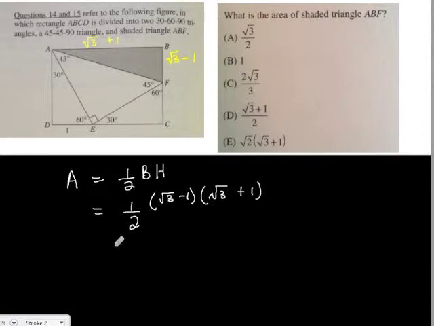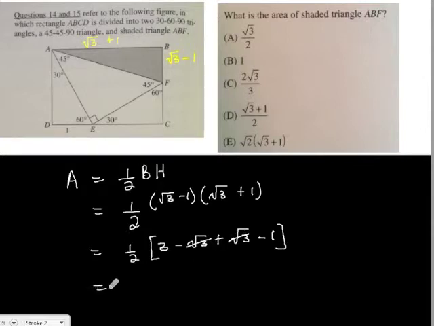A little bit of algebra here. Half of square root of 3 times square root of 3 is 3, minus root 3 plus root 3, minus 1. You can see this cancels out, and it is half. 3 minus 1 is 2, and the final answer is going to be 1.